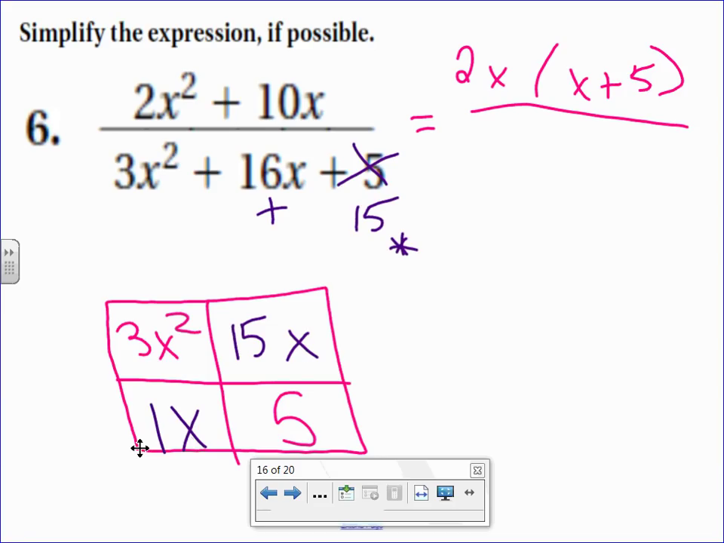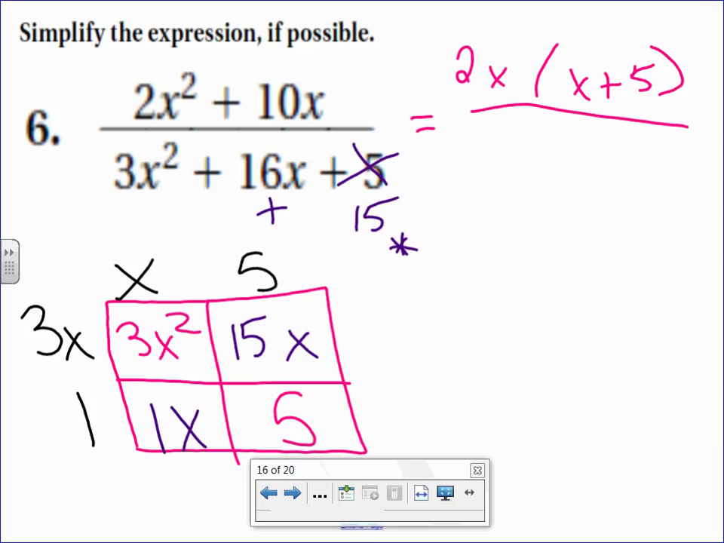We pull out what they have in common, what could divide both of those terms. It's 3 and x. Then you look at your bottom row, your 1x and your 5, and you pull out what both of them have in common. It's just a 1. Then I just kind of think to myself, 3x times what would give me 3x squared, and I know what will go right here is going to be the x. And then 3x times 5 is 15x.